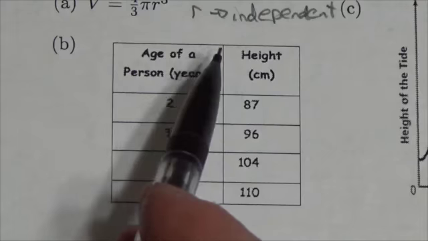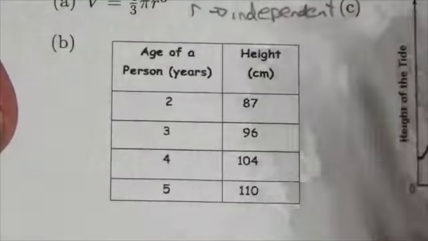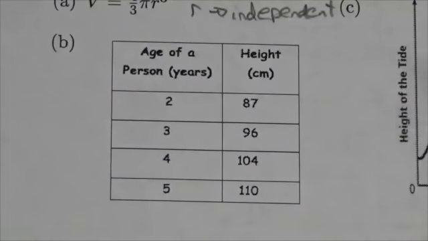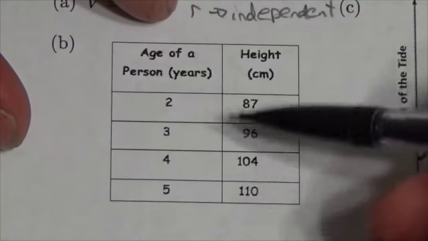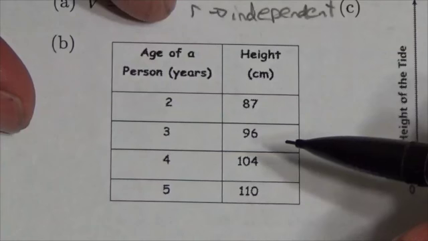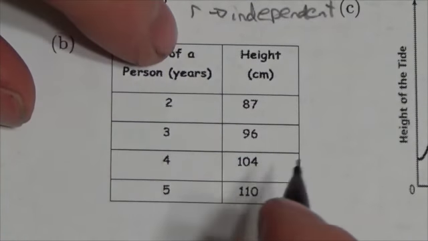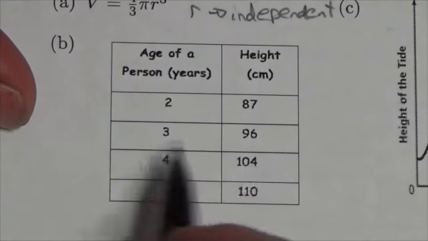Age of a person in years and their height. Okay, so look at my table of values here, and just think about the way this works here. You don't typically think about the age of a person depending on their height, okay? But the height of a person will typically depend on their age. Now, it's different for different people, but that's the way that works here.